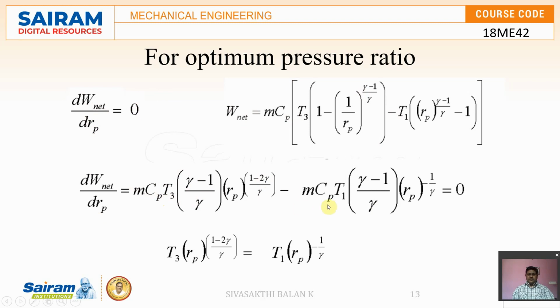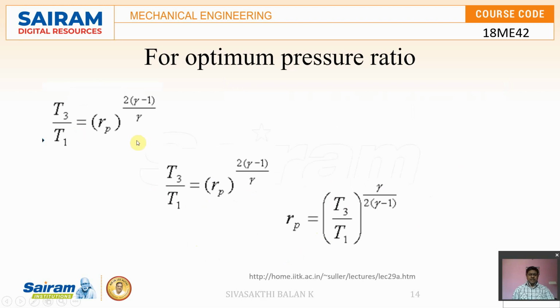And in this, m Cp is common in these two terms, so remove it because we are going to equate this to 0. This term will go to the right hand side, and m Cp will get cancelled. Gamma minus 1 divided by gamma is also common, so remove it. Remaining is T3 Rp to the power of (1 minus 2 gamma) divided by gamma, which is equal to T1 Rp to the power of minus 1 by gamma. And for T3 by T1, bring the Rp down and do the mathematical simplification. You will get the final term like this.